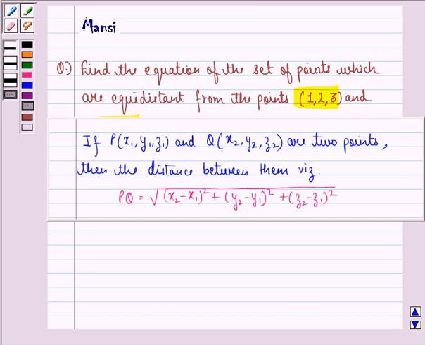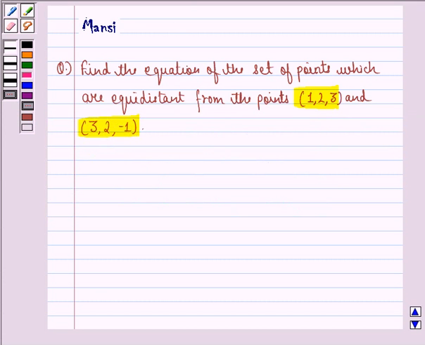Before starting with the solution, let us see the key idea behind the question. If a point P (x1, y1, z1) and a point Q (x2, y2, z2) are two points, then the distance between them, PQ, is given by the square root of (x2 minus x1) the whole square plus (y2 minus y1) the whole square plus (z2 minus z1) the whole square. So, let us start with the solution to this question now.